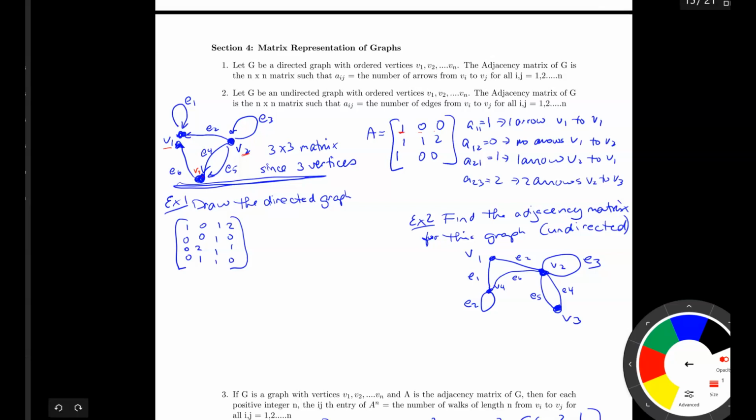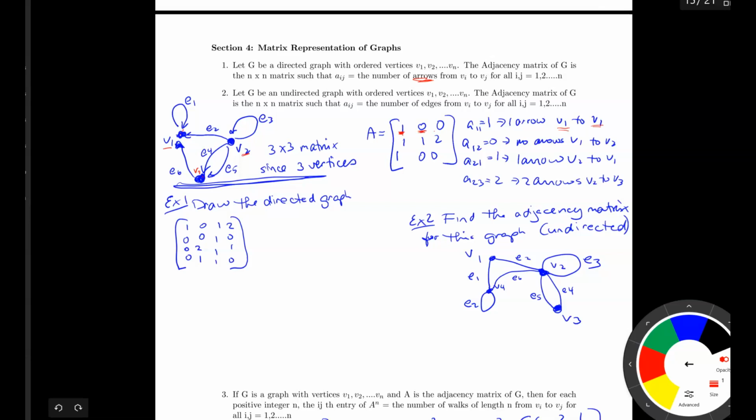So this is, you remember from matrix land, A sub 1,1. This would be the number 1 here because there is one arrow from V1 to V1, right? One edge, the number of arrows going in. The number of arrows, not the edges, number of arrows. Okay, so let's look at this one.